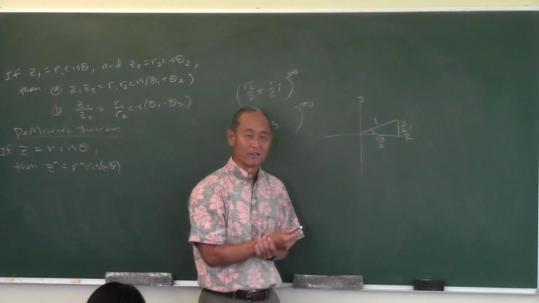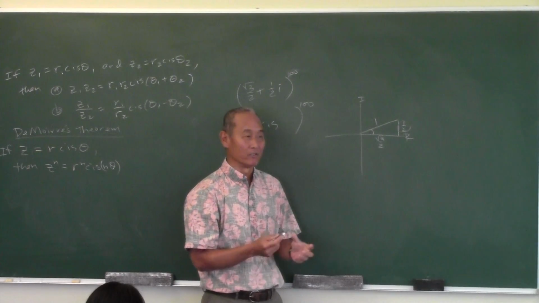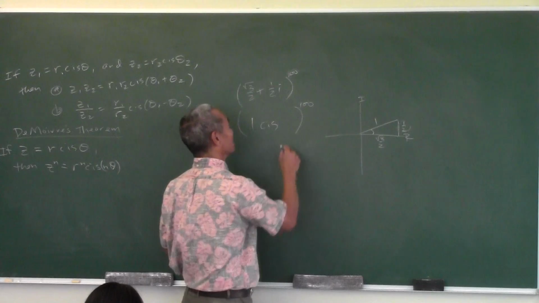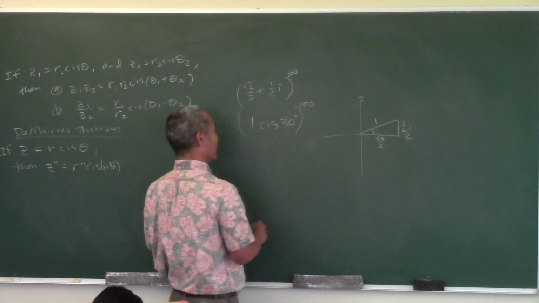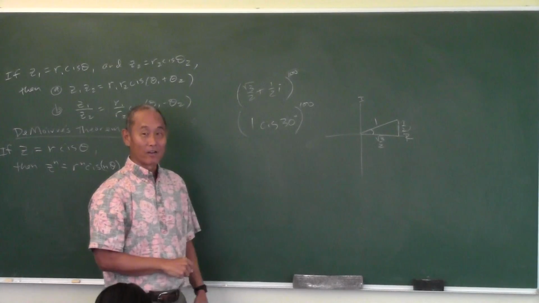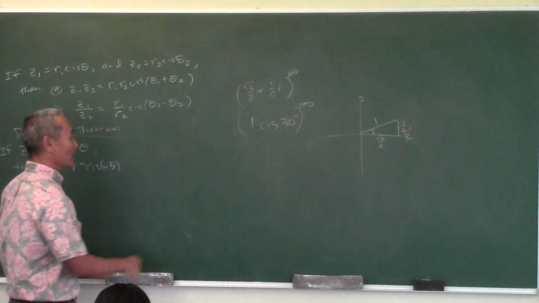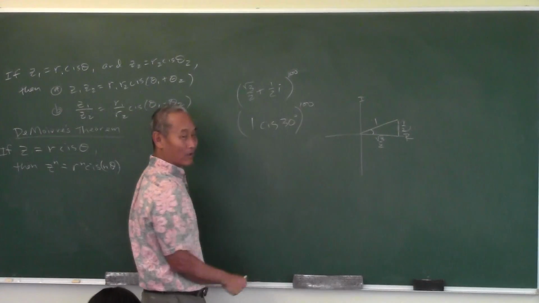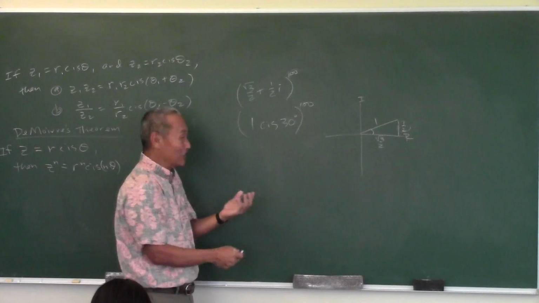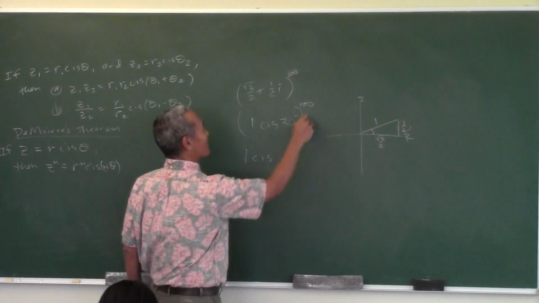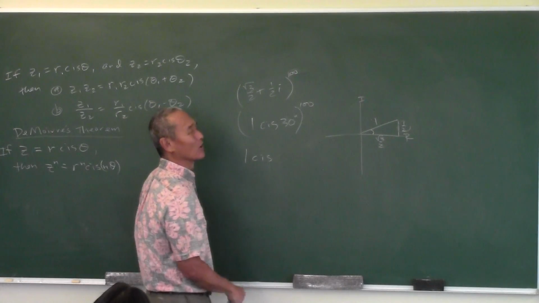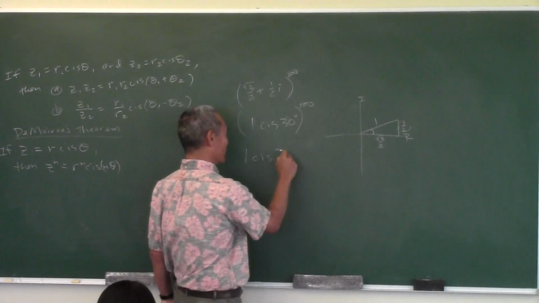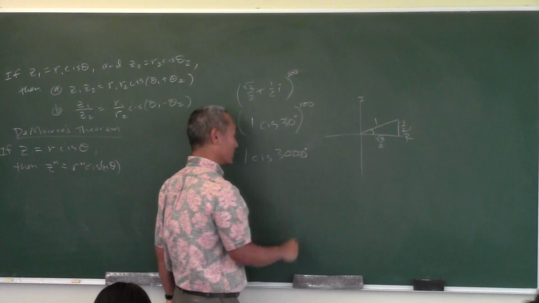Do you want to do degrees or radians? I'll leave it to you. Degrees. You sure? Yes. Okay, 30 degrees then. Now, how do you raise this to the 100th power? We use De Moivre's theorem. What is 1 to the 100th power? 1. See, that's way good. And then you got to multiply 100 times 30. 3,000. 3,000 degrees. There you go.